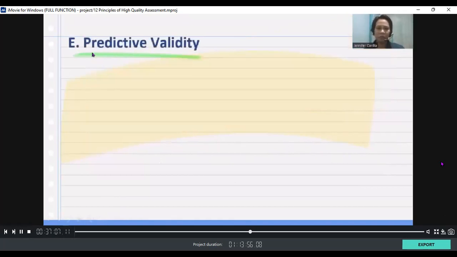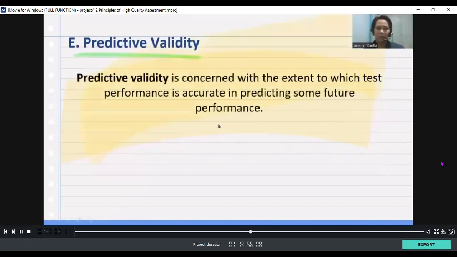Predictive validity, from the word predict. Okay, predictive validity is concerned with the extent to which test performance is accurate in predicting some future performance.